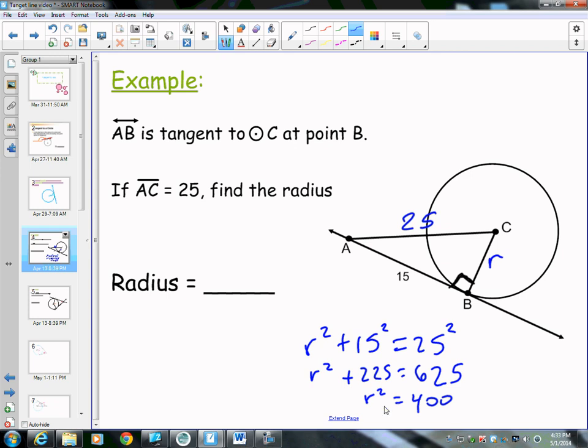How do you get rid of the squared? You take the square root, so we end up with R is 20, because the square root of 400 is 20. So the radius is 20.